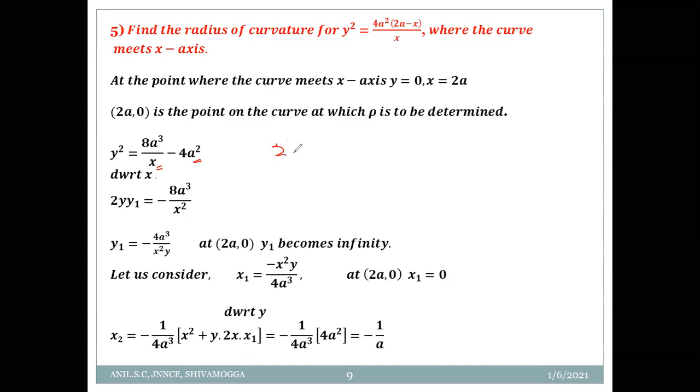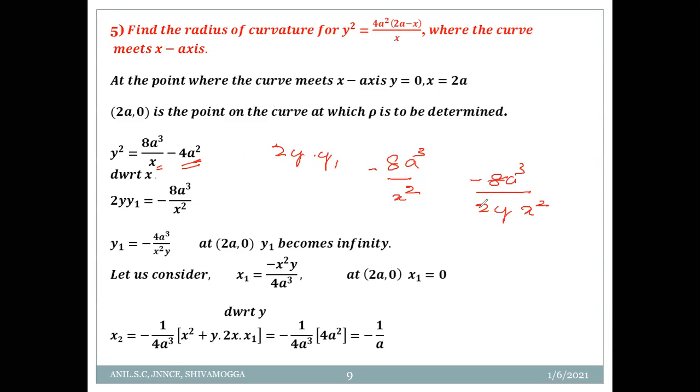Derivative of y square is 2y into derivative of y, which is y1. So 2y into y1 is equal to, here 8a cube is a constant, keep it as is. Derivative of 1 by x is minus 1 by x square. Therefore, minus 8a cube divided by x square. This minus 4a square is a constant, and its derivative must be 0. This implies y1 is equal to minus 8a cube divided by 2y into x square.